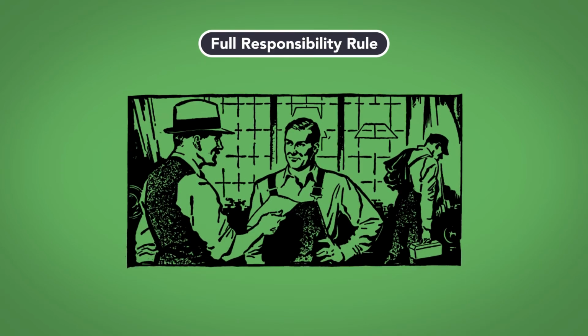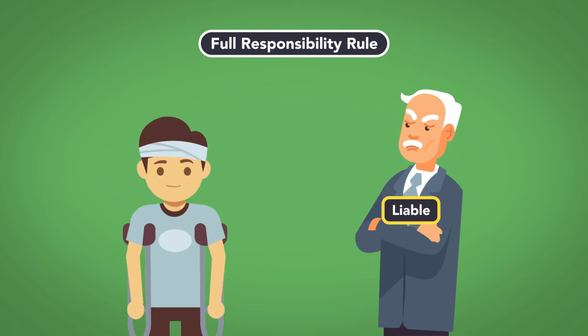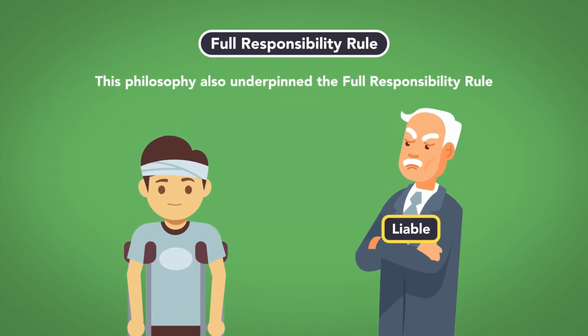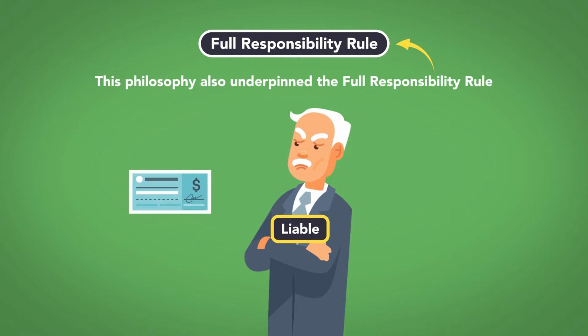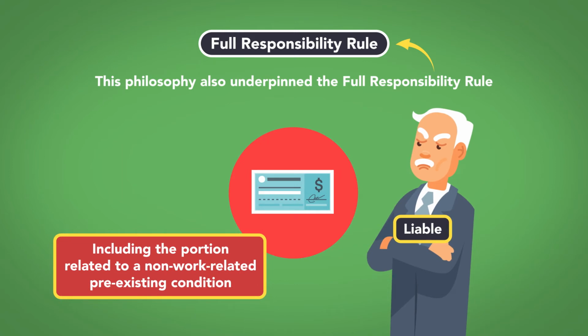Full responsibility rule. Traditionally, employers took workers as they found them. In general civil litigation, this is referred to as the eggshell plaintiff rule, which makes the defendant liable for the plaintiff's unforeseeable and uncommon injuries. This philosophy also underpinned the full responsibility rule, which made employers responsible for the employee's entire disability, including the portion related to a non-work-related pre-existing condition.